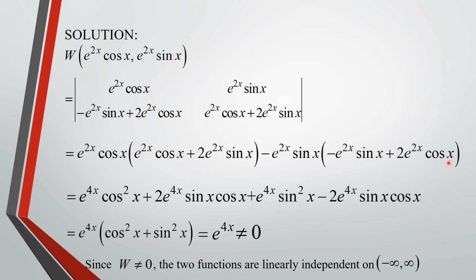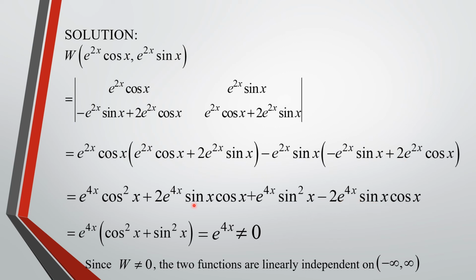When we multiply the function outside here with the first term inside this bracket, we get e to the 4x cos square x. Then, multiplying the function outside with the second term inside this bracket, we have plus 2e to the 4x sin x cos x. Multiplying this function outside with the first term inside the other bracket, minus becomes plus, e to the 4x sine square x, and then multiplying the function outside with the second term in this bracket, which is negative 2e to the 4x sin x cos x.